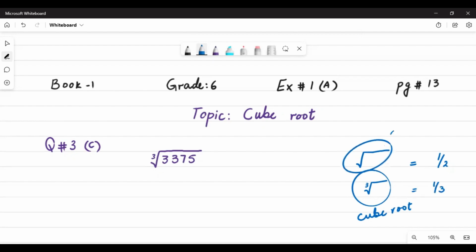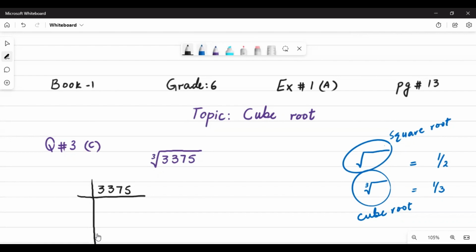This was square root, which we did yesterday, and its value is 1 by 2. This is cube root, and its value is 1 by 3. But for both the square root and the cube root, according to the question, we have to solve by using prime factorization. So let's start by using prime factorization. What will be the factors? We are going to find out. It is 3375, and we are going to find its prime factorization.